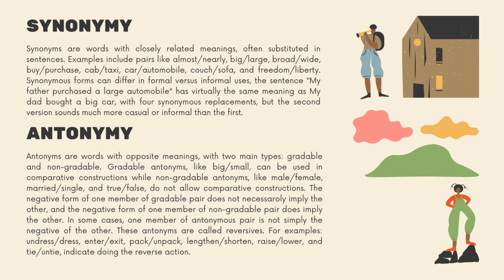Antonymy. Antonyms are words with opposite meanings, with two main types: gradable and non-gradable. Gradable antonyms like big, small can be used in comparative constructions, while non-gradable antonyms like male, female; married, single; and true, false do not allow comparative constructions. The negative form of one member of a gradable pair does not necessarily imply the other, and the negative form of one member of a non-gradable pair does imply the other.